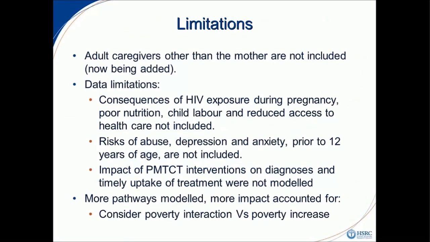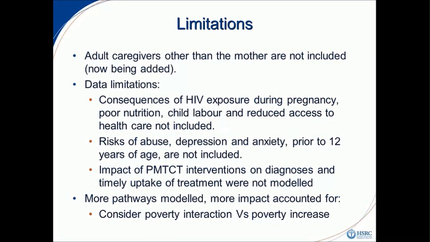During the early stages in phase 1, we identified lots of issues related to HIV exposure during pregnancy, poor nutrition, child labor, and reduced access to healthcare, but we didn't have sufficient data to actually model those. People had used different measures. It wasn't as clear what exactly the impacts were, and so for us to extract from that and link it to long-term outcomes was very difficult.